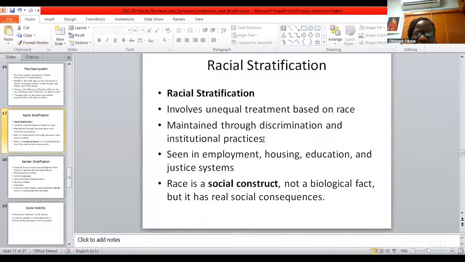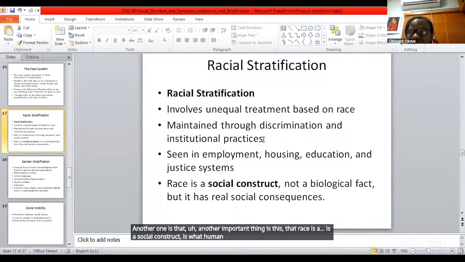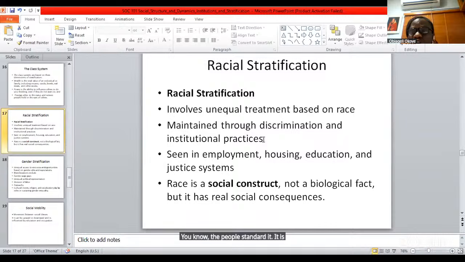Another important thing is that race is a social construct. It is what human beings brought about. The people started it. It is not biological. And this has consequences for the whites, the blacks, and also society as a whole.